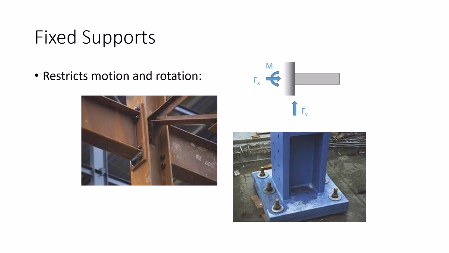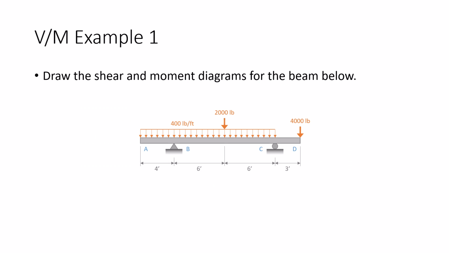And then we have our fixed support. Our fixed support basically encases the beam or affixes both the shear and moment transferal to the next adjacent element. So we have 3 unknown reactions, x, y, and moment. Okay, I've done a lot of talking. You want to do some problems?